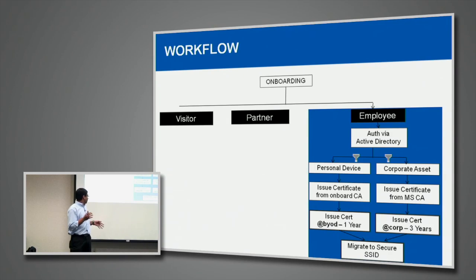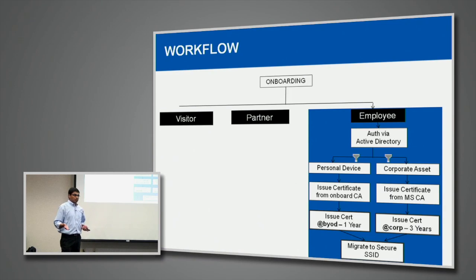So we have this workflow concept where you can define the set of steps that every user type has to go through, right? For example, in this case, if it's an employee, the first thing we ask him is to authenticate through the Active Directory, and then there are filters to put him on personal device or if it's a corporate asset. And then here's your classic example, right? So if it's a corporate asset, we can issue a certificate from the Microsoft CA, right?